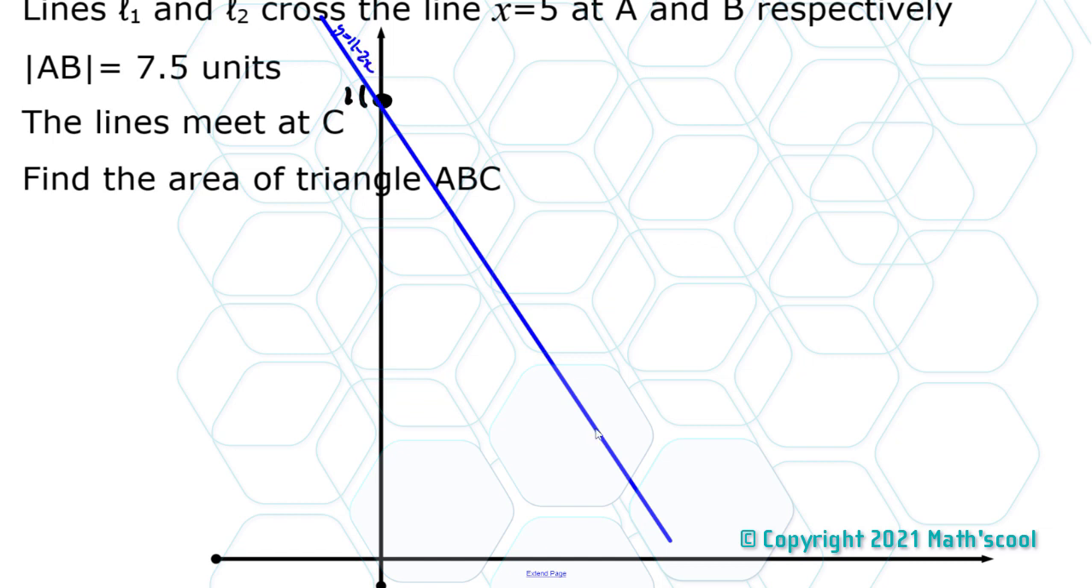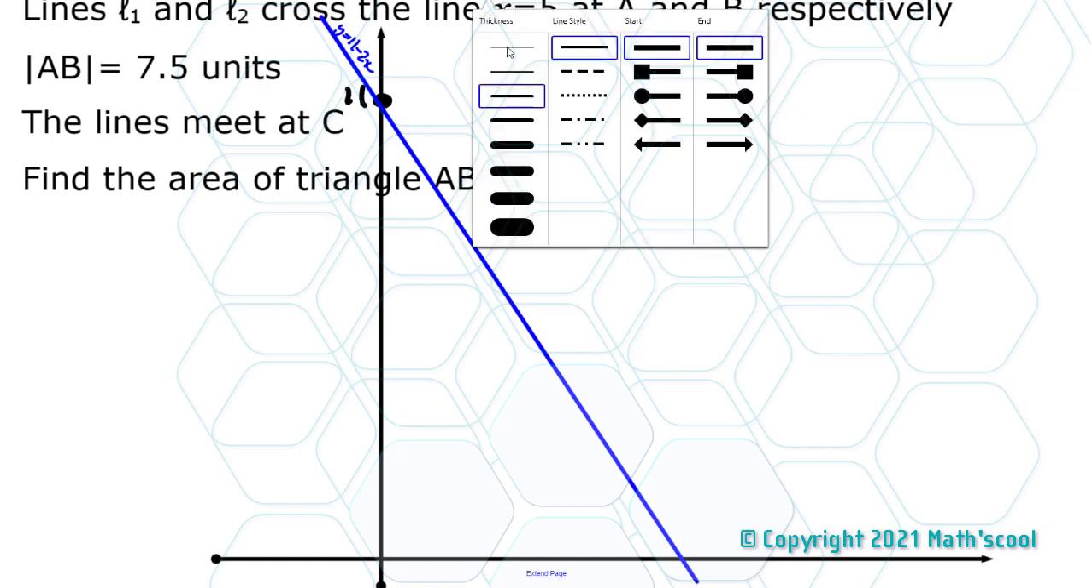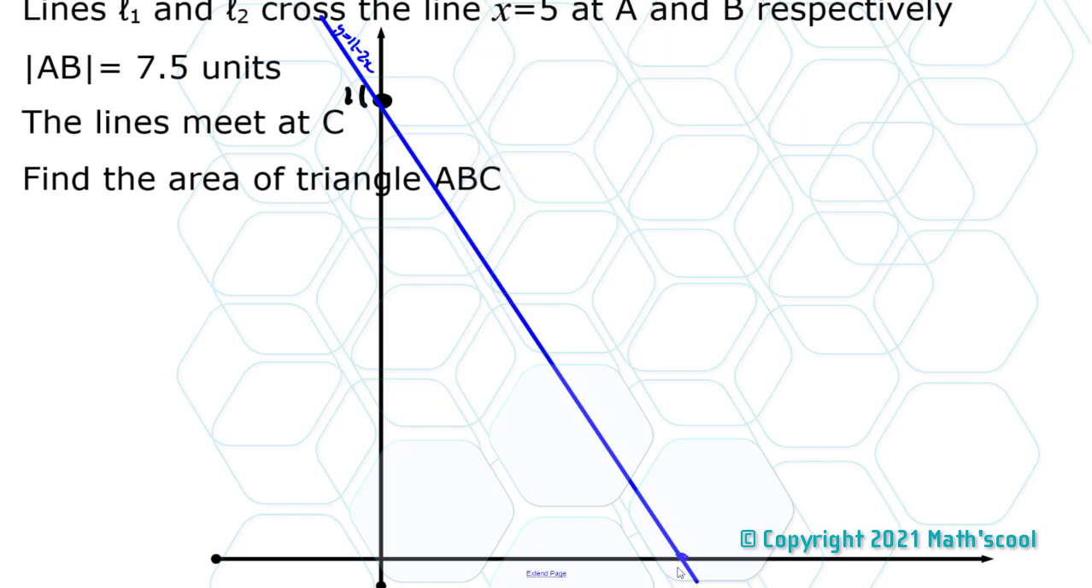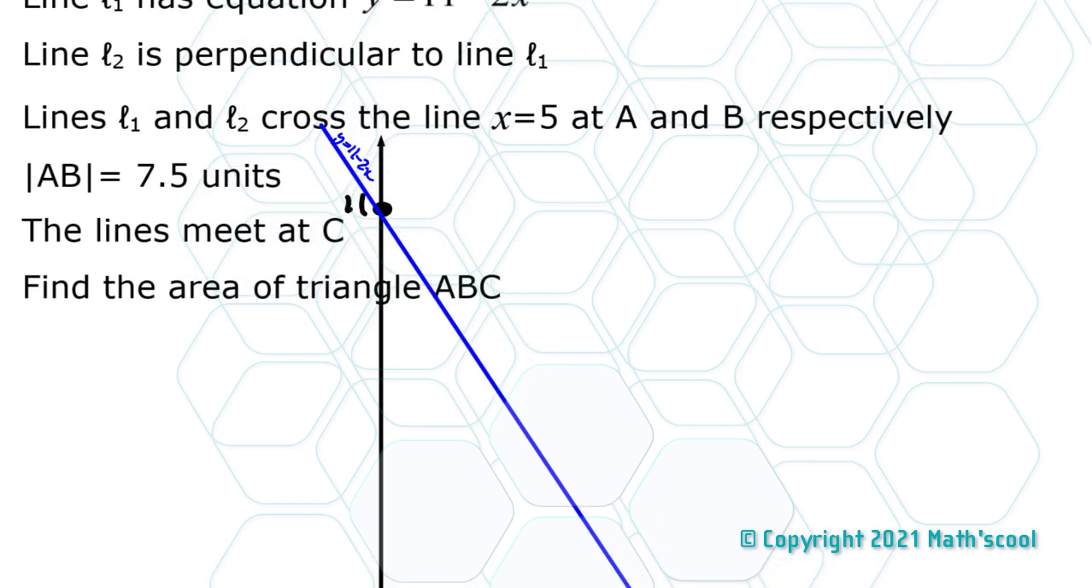I know what that root is going to be, because I can just put in y is 0, and so that will give me 5.5. Not that I need it, but just add it to my diagram.